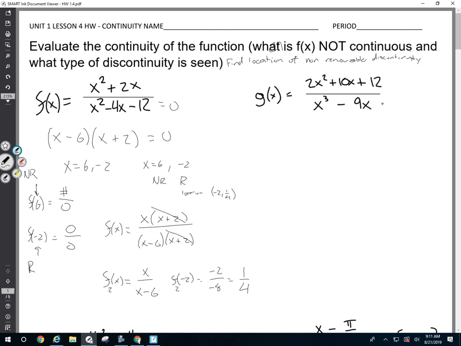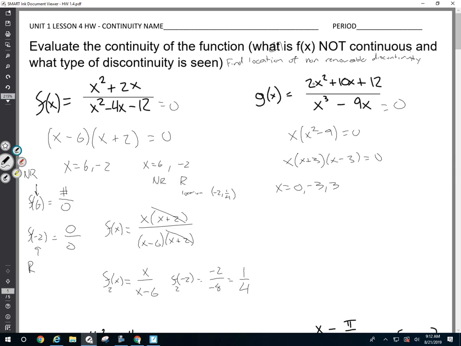Okay, let's keep going. Set that equal to 0, factor out an x. I get x squared minus 9. This is the difference of squares: x plus 3, x minus 3. I get 3 locations where I'm not continuous. It's 0, and -3, and it's 3.